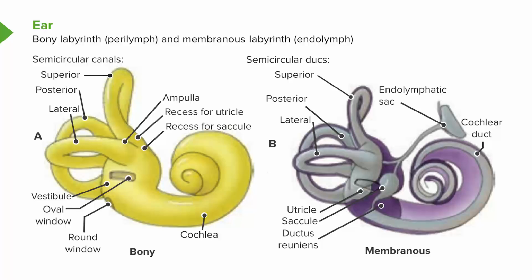On the right-hand side, you have the membranous labyrinth, and that membranous labyrinth is filled with endolymph. Now what I want you to do is place that membranous labyrinth inside the bony labyrinth. And that's exactly what the anatomical structure of the inner ear looks like. Two components: the bony labyrinth filled with perilymph, and embedded in there you have the membranous labyrinth filled with endolymph.